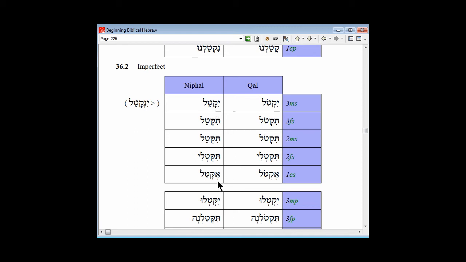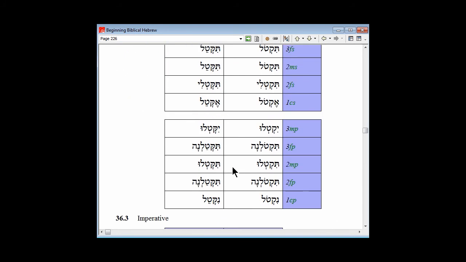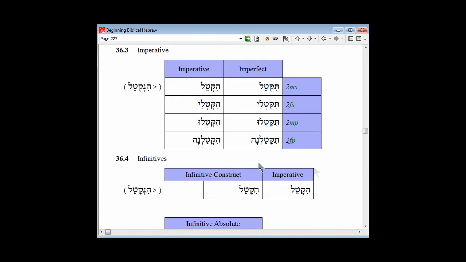Now down here, because we have a guttural with aleph, it's segol, dagesh, qamets, but it's still I-class. I-class, dagesh, qamets, boom, nifal. That's what it is. So the imperfects are really easy to spot.